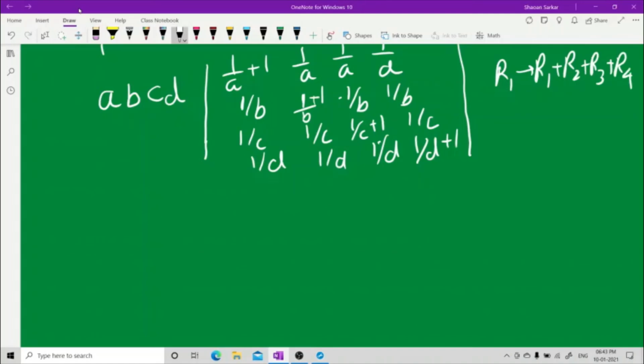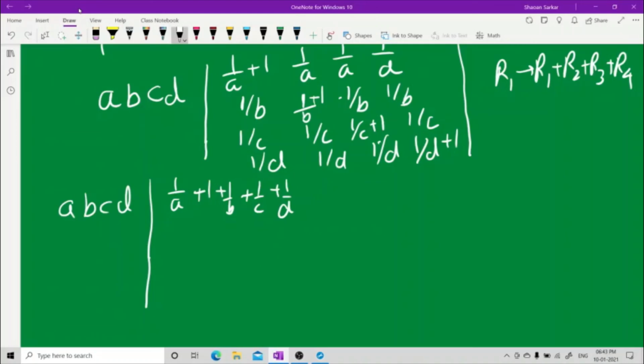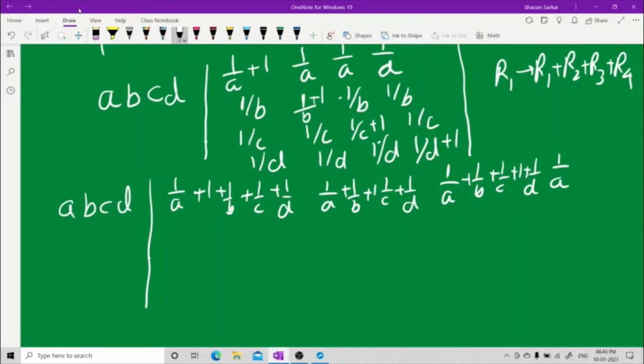This is the operation. Now you have A, B, C, D, and then if you add it, 1 upon A plus 1 upon B plus 1 upon C plus 1 upon D. Similarly, you will get 1 upon A plus 1 upon B plus 1 upon C plus 1 upon D. Similarly, you will get here 1 upon A plus 1 upon B plus 1 upon C plus 1 upon D. And in the last section, you will get 1 upon A plus 1 upon B plus 1 upon C plus 1 upon D. So this is D. Wait a minute, let me write it clearly for you.